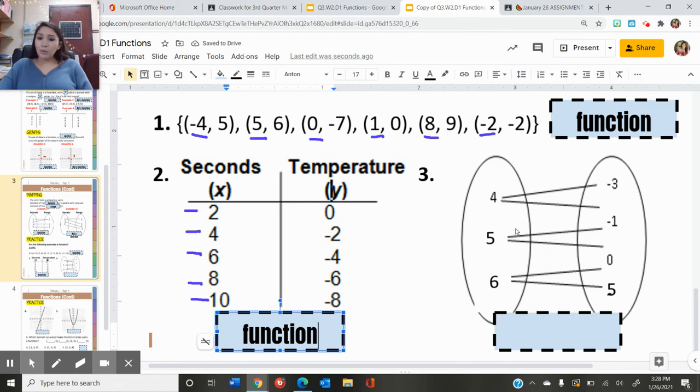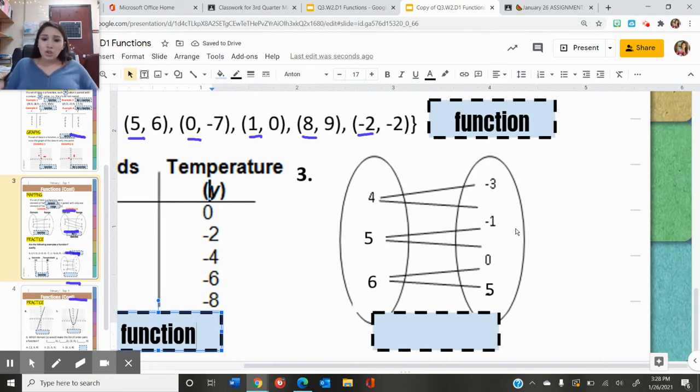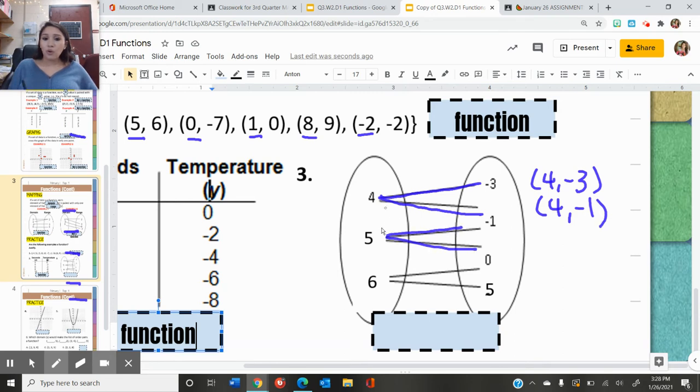Now, looking at number 3, we have a mapping. So here I have 2 lines coming from each x value. So this is 4, negative 3, 4, negative 1. And if I keep going, I'm going to have 4, 5, and 6, and they're all going to be repeating. So what that means is that this is not a function.